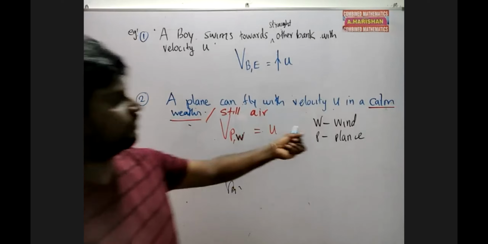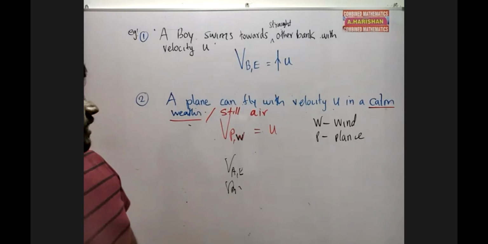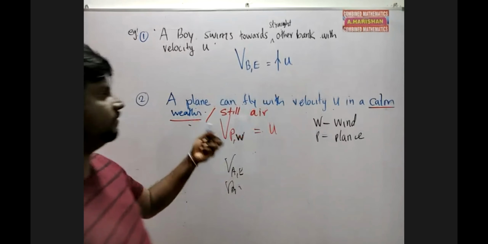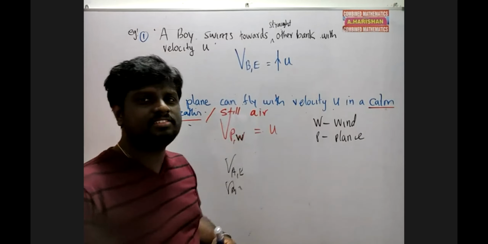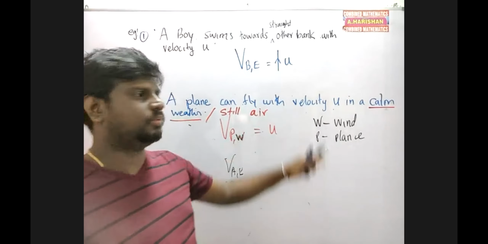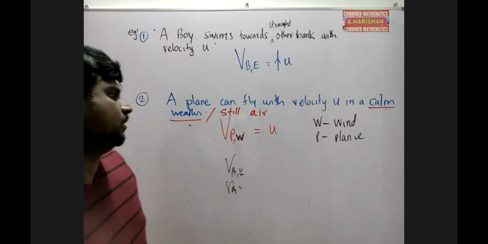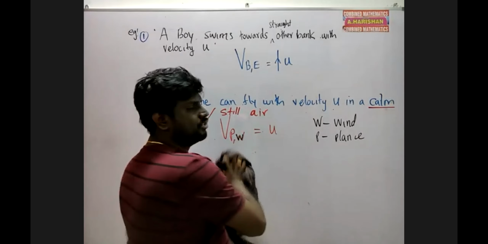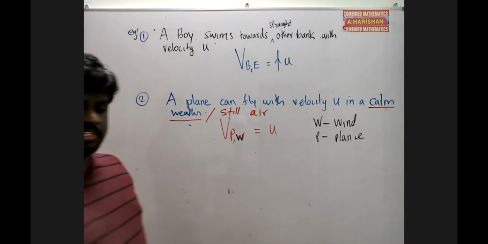This is not water, it is wind. Okay, so still air, weather. Sometimes they may say still water. In that case, you can use a W. I mentioned what W is. W is not water, that is wind. Okay, P is the plane. So you have to mention that. So is it clear?